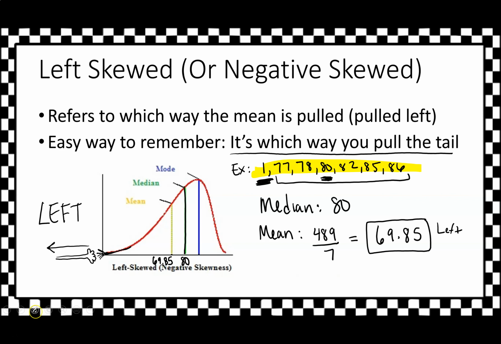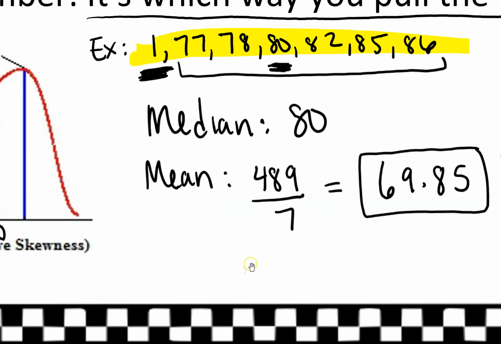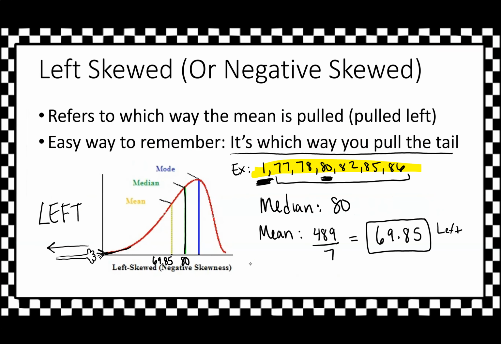So if we were to summarize why this is called left skewed, I would say that the mean is to the left of the median.